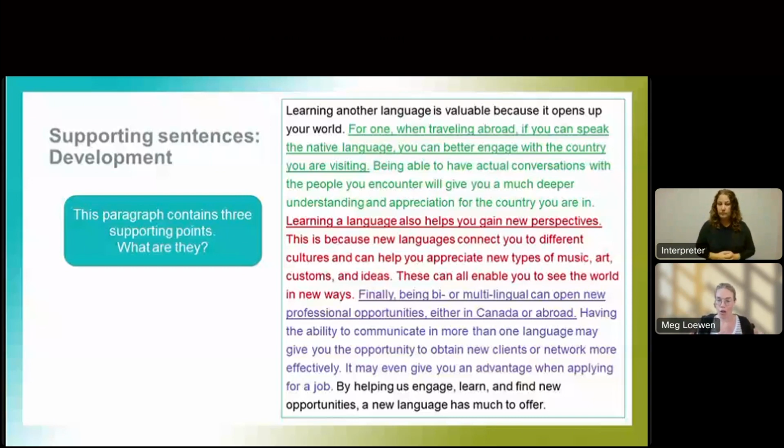So even though they all relate back to the topic sentence about learning languages and opening up your world, they are distinct from each other. 1, 2, 3. Now, this example is very exaggerated. For the purpose of this presentation, we made it very clear: 1, 2, and 3.